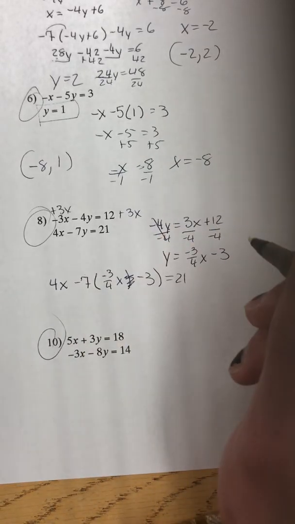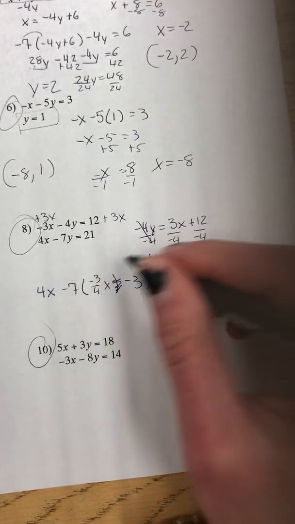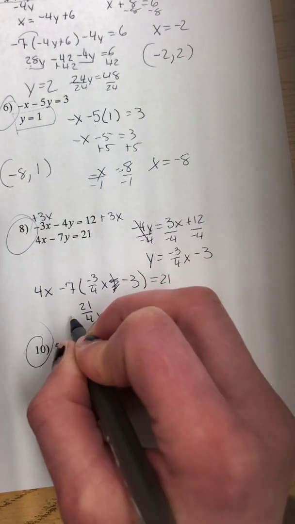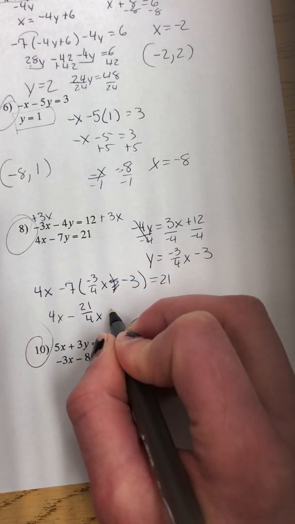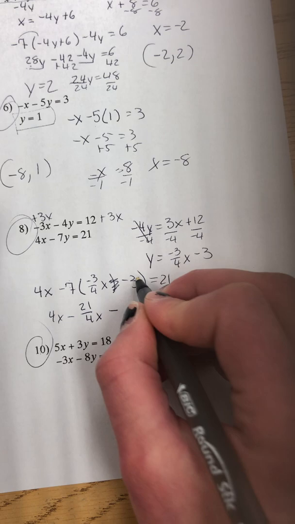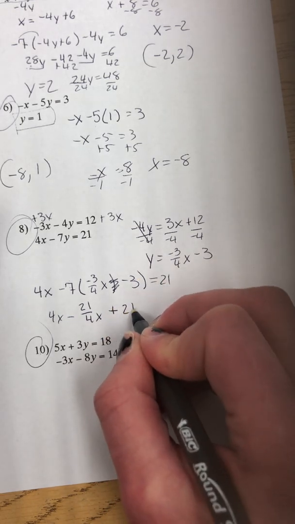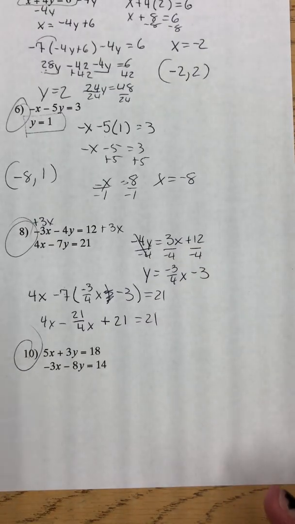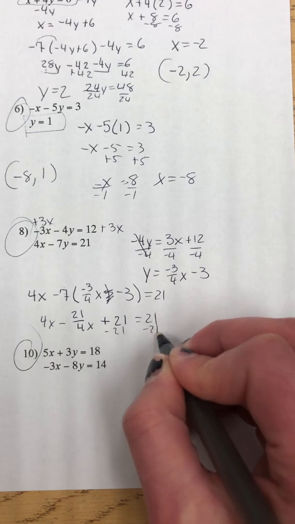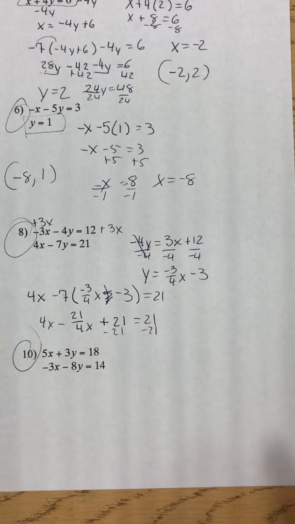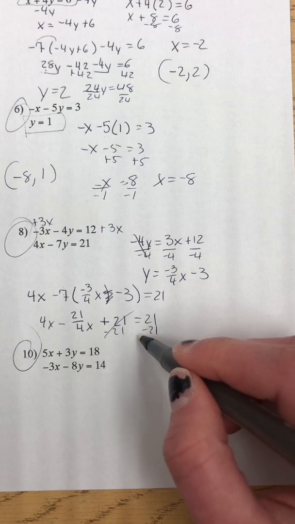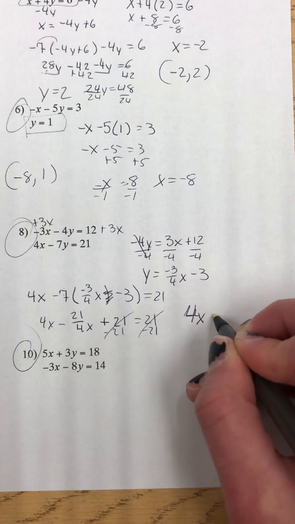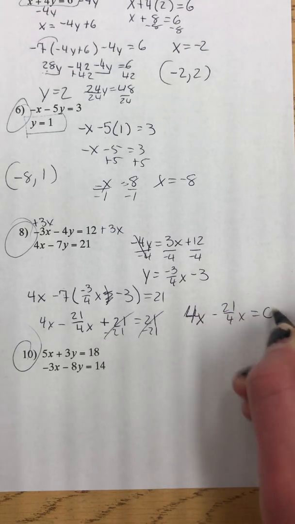We're going to distribute our negative 7. Negative 7 times negative 3/4. 7 times 3 is 21 over 4x. And negative 7 times negative 3 is positive 21. I'm going to get all the x's on one side before we do anything else, so I'm going to subtract 21. Ooh, this is a long one. I might need another piece of paper for the second one. These are going to cancel out, leaving me with 4x minus 21 over 4x equals 0.